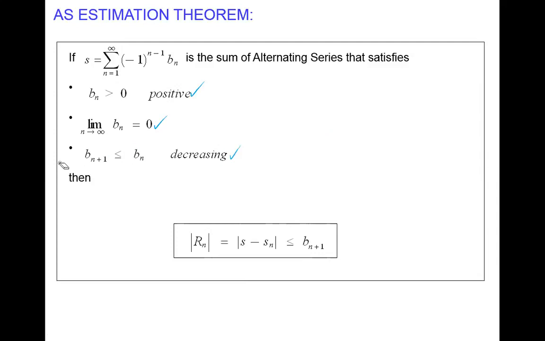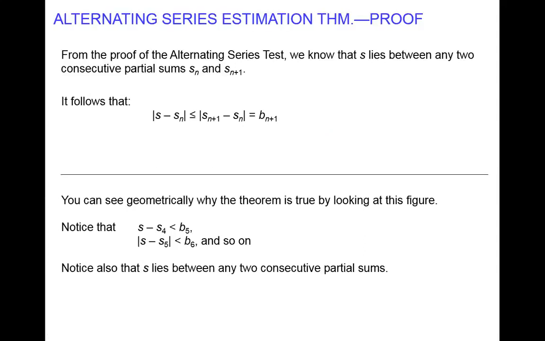Then, approximating a sum by the partial sum, we have the size of the error, or the remainder. The size of the error, S minus S sub n, is always less than the term b sub n plus 1. And we know what this means. I do have the proof of this. You're more than welcome to pause the video and go through it.